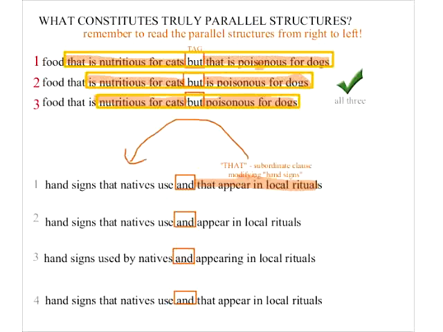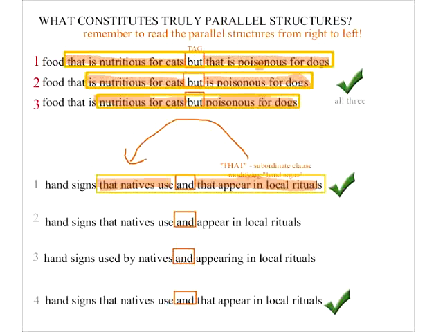Here you can find one that has pretty much exactly the same structure. That is this one. So here's your overall parallel structure. "That natives use and that appear in local rituals." So this one is correct. Smiley face if that makes sense. Okay, good. So number 4 is the same as number 1, so that means number 4 is also correct.